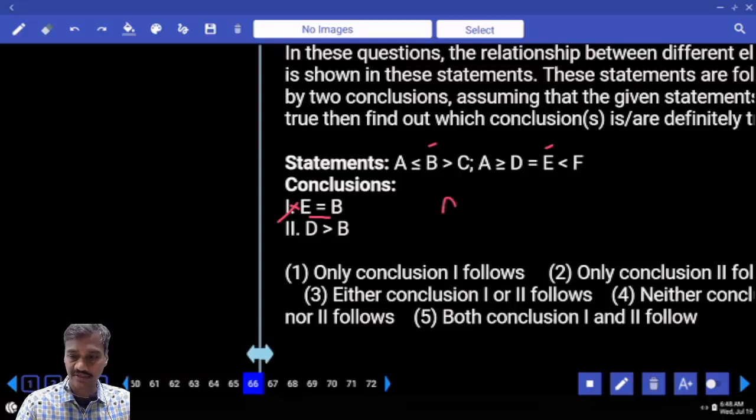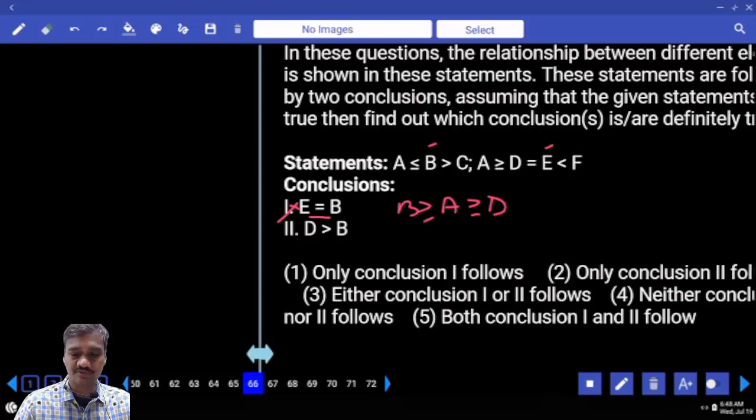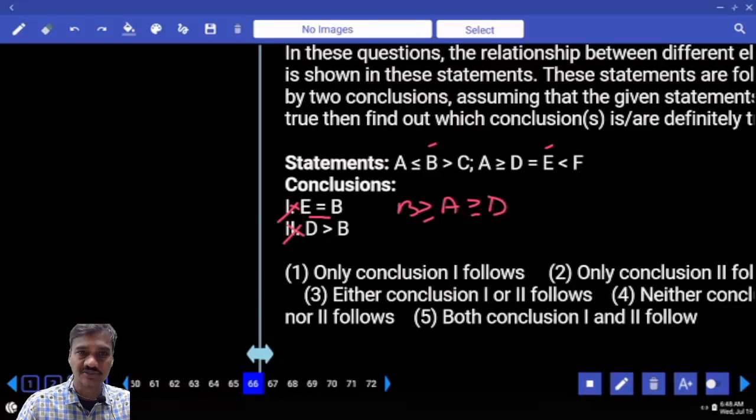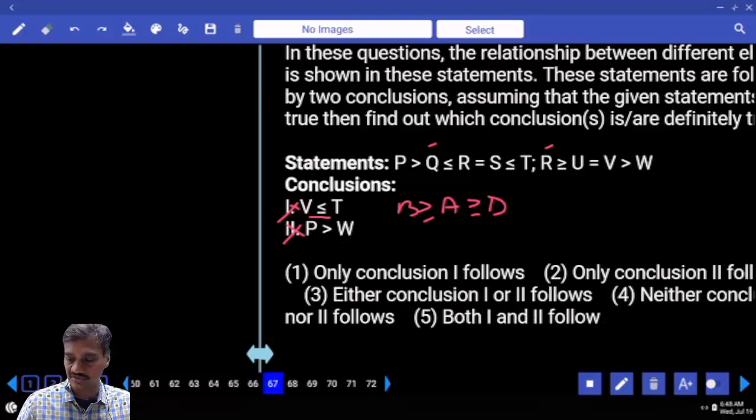A is common. A greater than or equals to D, and in the same way A lesser than or equals to B, and that is B greater than or equals to A. That is B greater than or equals to D, that is D lesser than or equals to B is true, but is D greater than B is definitely false. Hence neither one nor two, choice for question number 66.